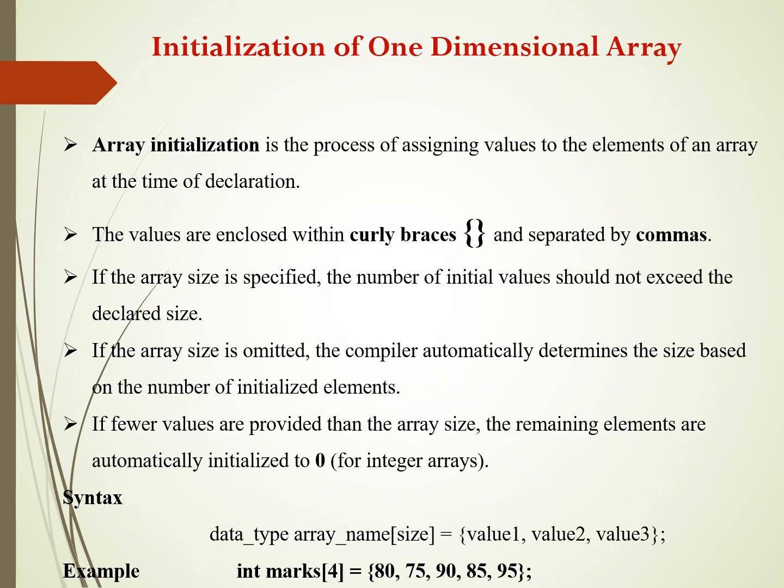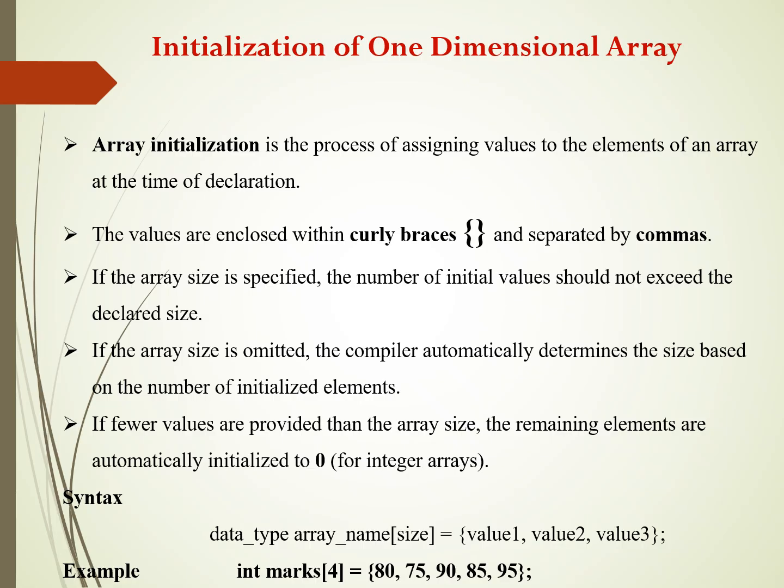Initialization of one-dimensional array. Initialization means assigning values to the elements of an array. That is usually done at the time of declaration so that the array contains data right from the beginning. When initializing an array, all the values are written inside curly braces and are separated by commas. Each value is automatically stored in a consecutive memory location starting from index 0.